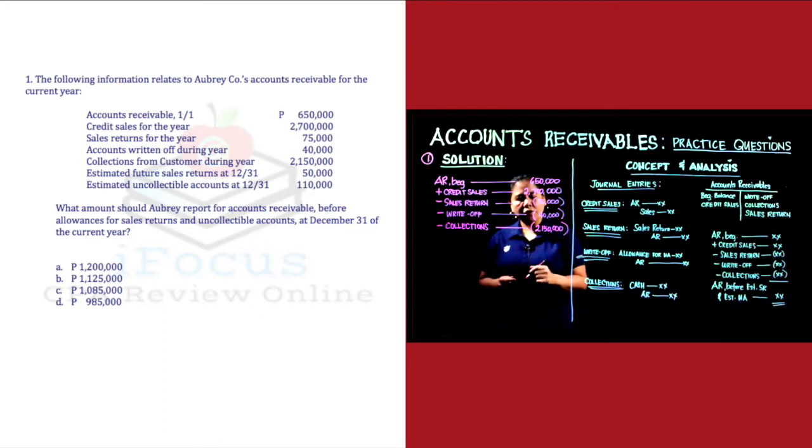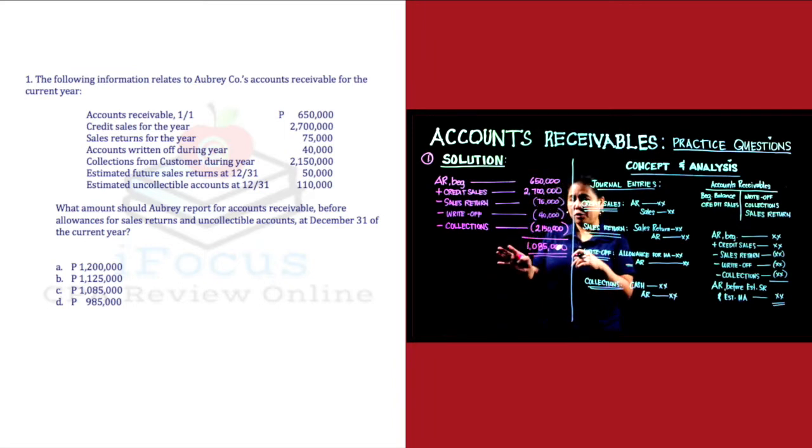Alright, in the amount of 2,150,000. Another item is estimated future sales return at December 31st. Ang kailangan lang natin na amount is yung amount before the allowances for the sales returns in uncollectible account. So, ito lang po ang kasali sa ating solutions. So, our answer is, so we have an accounts receivable before allowances for sales returns in uncollectible accounts of 1,085,000. So ang answer po natin ay letter C.